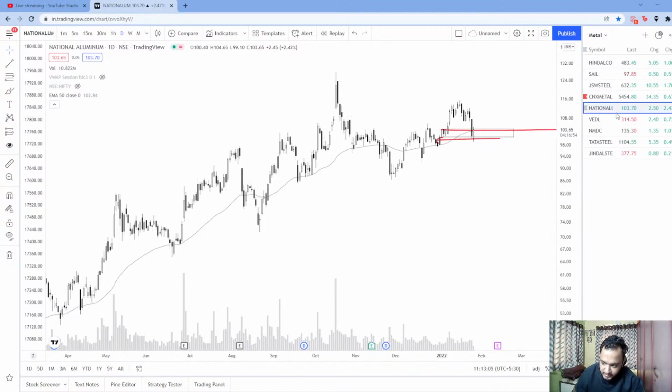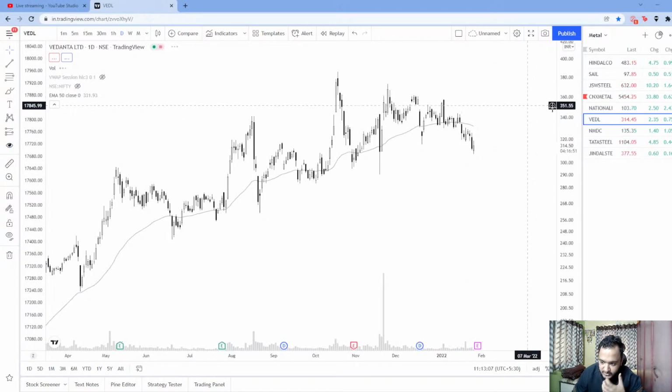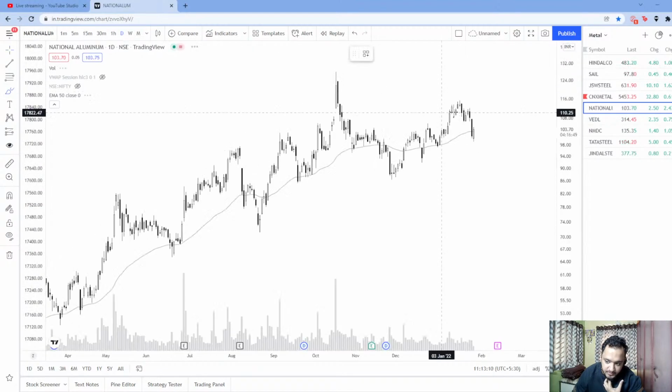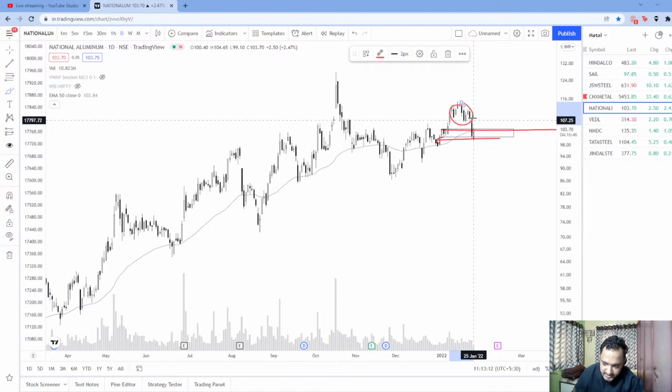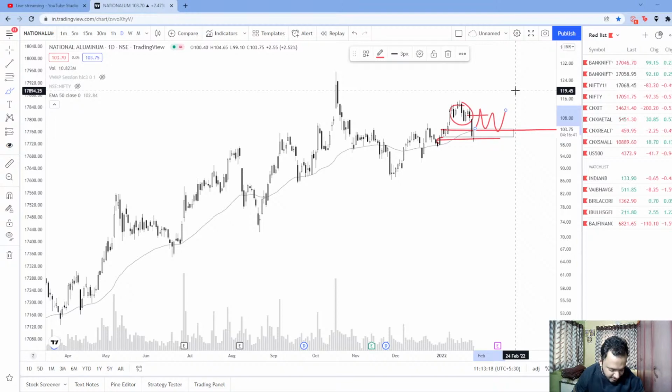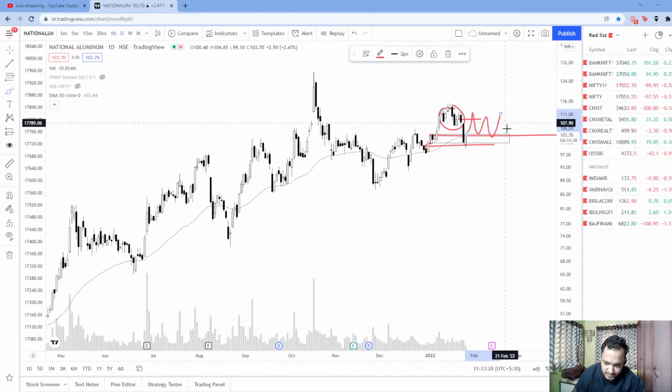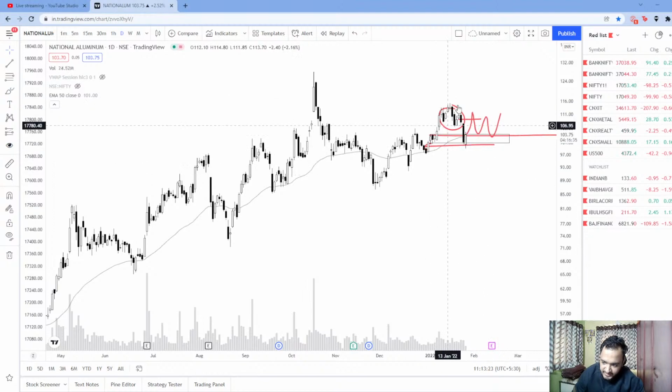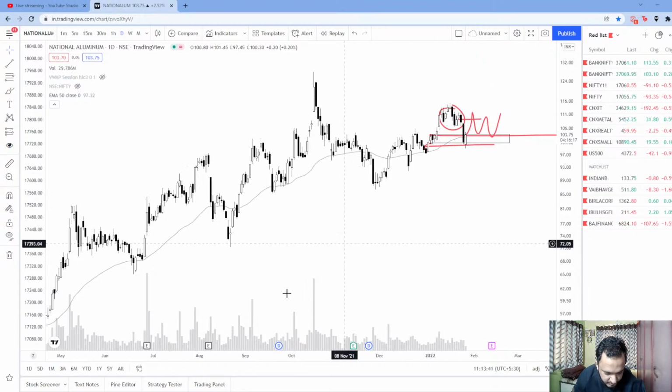National Aluminium and Hindalco are the only strong stocks, but they also need some time because they have formed a very strong supply right here. So they need some time to take the supply out. They will spend some time here as well. Right now, mostly all the stocks you watch in the live market have formed a very strong supply at the top, and now it will take a lot of time for these stocks to get in good shape for an up move again.